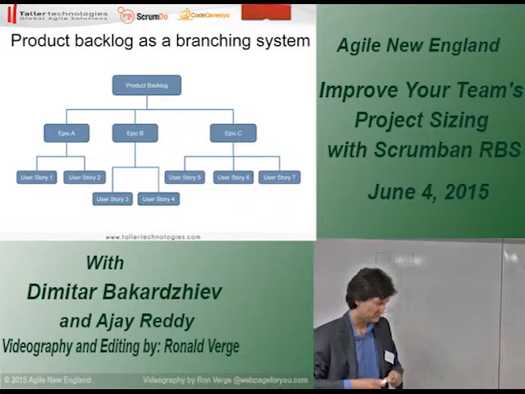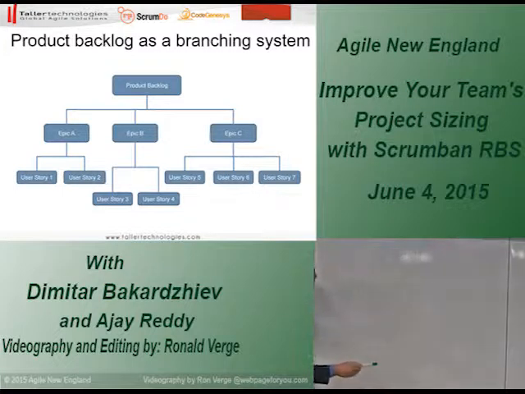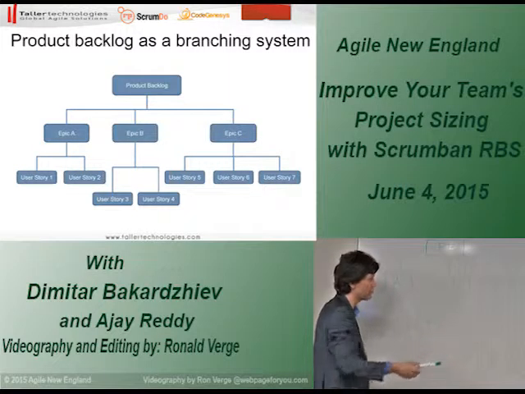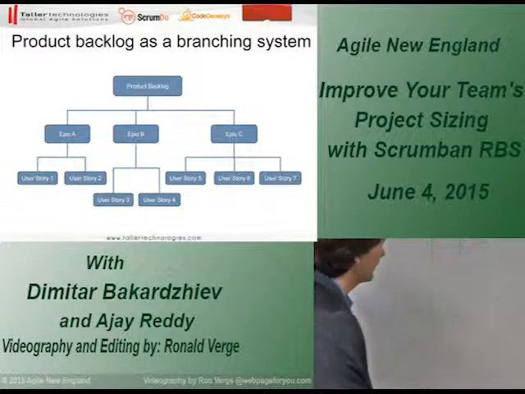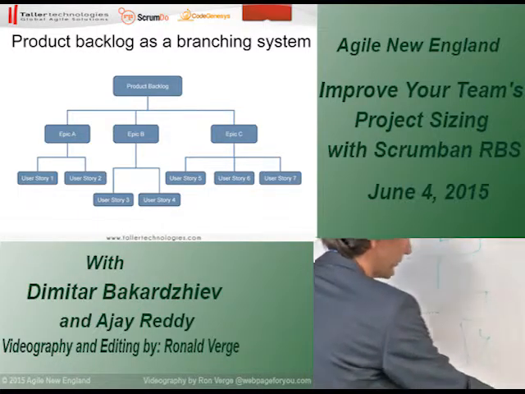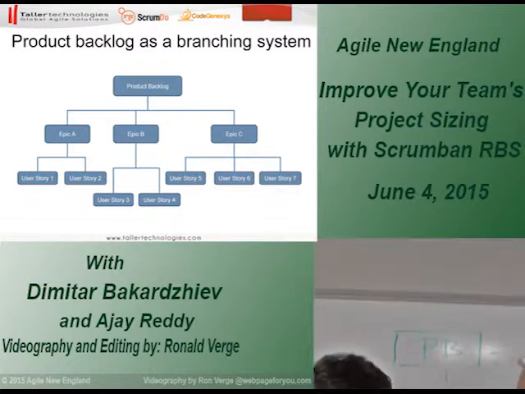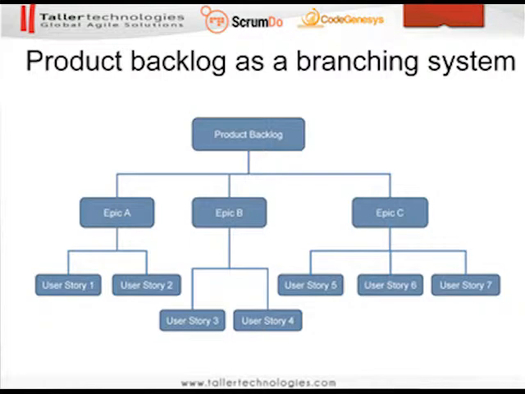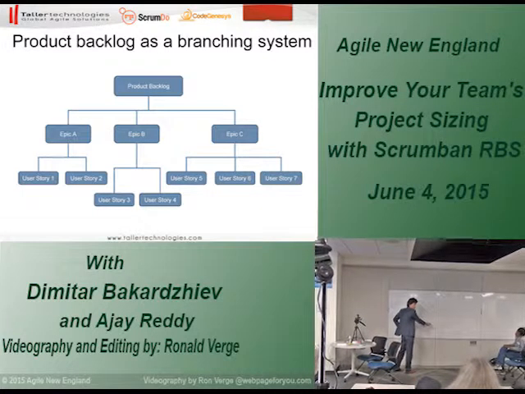So now, how can we estimate the total number of user stories just by sampling? It's a very simple product backlog, very small, but the idea is always the same. We take one of the stories and create a path through the branching system. So the path to user story 7 will be from the product backlog through epic C to user story number 7.